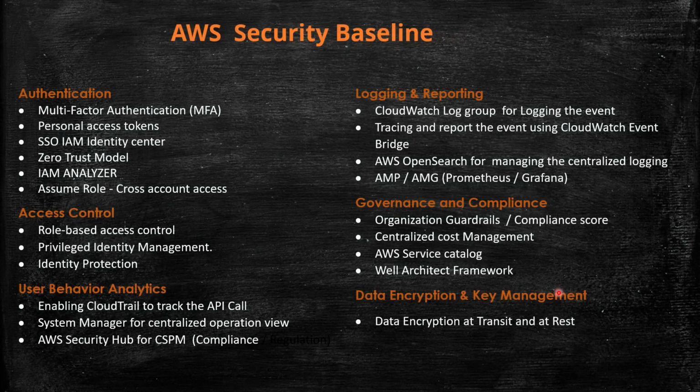I think this is more of the security baseline, which I have covered and divided into six sections: authentication, access control, user behavior, logging, reporting, governance, compliance, and data encryption. Right, so when it comes to security, they have a lot of questions and concerns. So these are the layers which get covered within your AWS landing zone. I'll not spend much time on this, but this is what we get when we adopt the landing zone controls on the cloud.